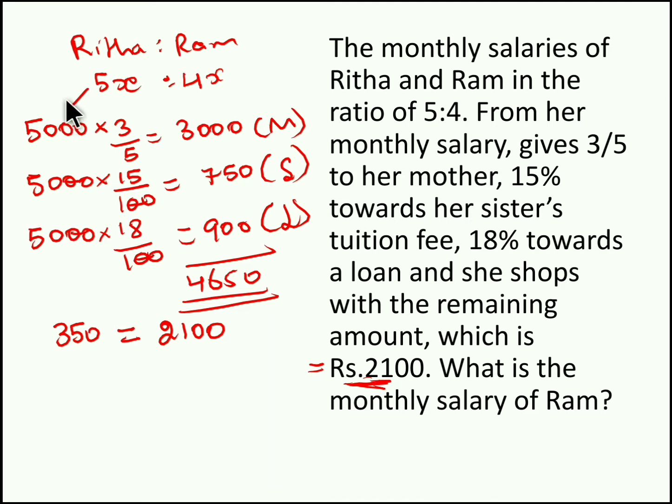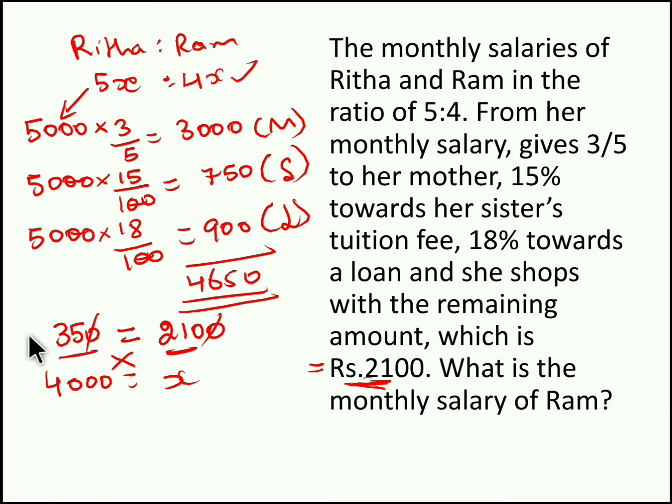So this 350 rupees is 2100. Now if 5 parts is 5000, what is 4 parts? So 4 parts will be 4000 rupees. Now you have to find Ram's income, right? So Ram's income is nothing but 4 parts. This 350 rupees is the remaining amount, which she spends for shopping, which is 2100 rupees. Now if 5 parts is 5000 rupees, 4 parts is 4000 rupees. So 4000 corresponds to how many rupees? Let it be x. When you cross multiply, you will get the answer.